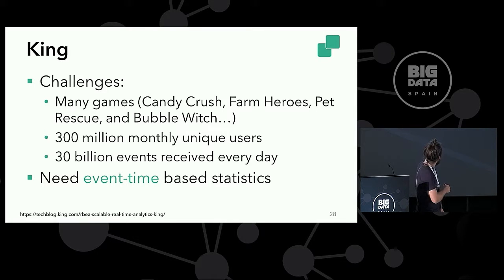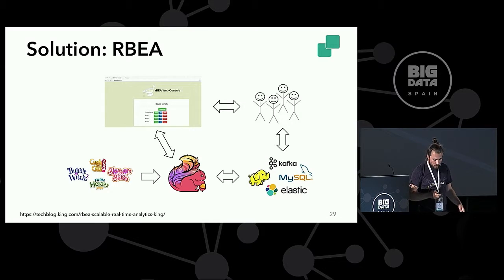And of course, in such a use case, what you need is event time-based stream processing, because all these events that the games generate have timestamps, and you want to do your analysis based on when these events actually occur, not when you see them in your system. And what King came up with is a system called RBEA, which is a system that they developed on top of Flink, that ingests all these events from all these games and then allows the data analysts and data scientists that they have to write programs to analyze this data.